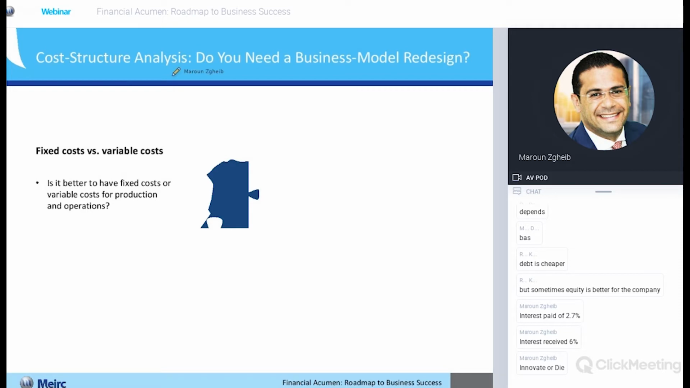Another type of analysis is going in depth and starting to analyze the cost of the company. One thing to analyze in terms of the cost of the company is the fixed cost versus variable cost. The structure of whether you have fixed cost or variable cost is very important. Many businesses are actually now the biggest companies in the world because they changed the structures.